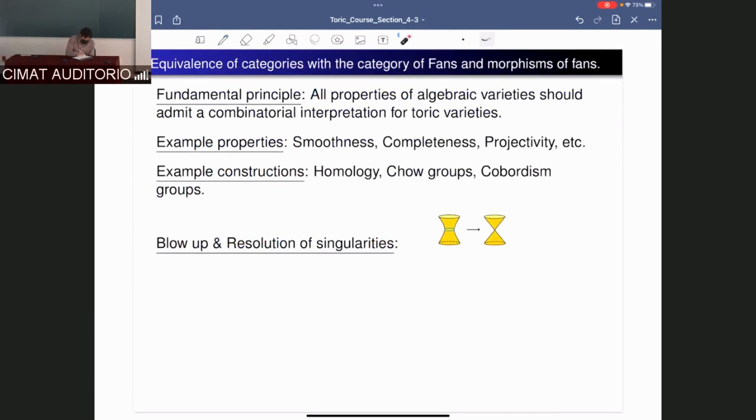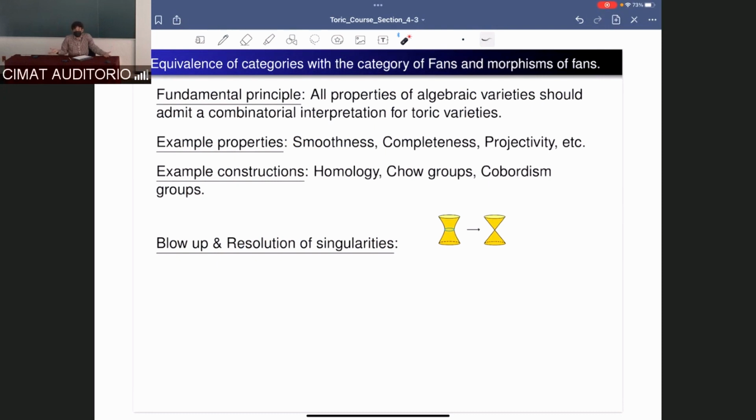Something more, then what is the fundamental principle of what we have been doing these days? You start with some combinatorial data, very concrete, finite in a certain sense because it's generated by finitely many vectors. Out of that, you produce a variety. The variety determines if it is smooth or not, if it is complete or not, its projectivity. It determines the constructions that you get out of varieties, like homology, Chow groups, K-theory, cobordism, and so on. Then this combinatorial data determines your variety, which determines all the constructions out of the variety. Then the combinatorial data determines all of those constructions.